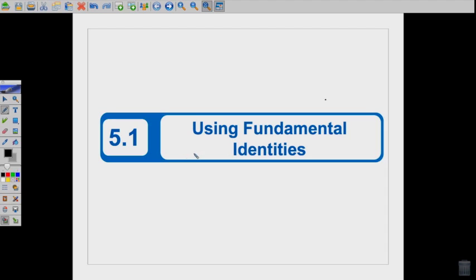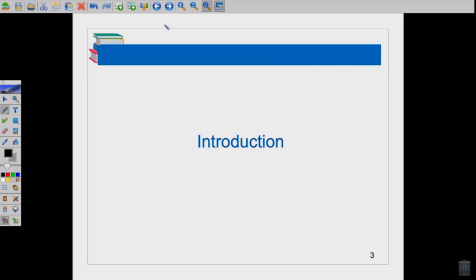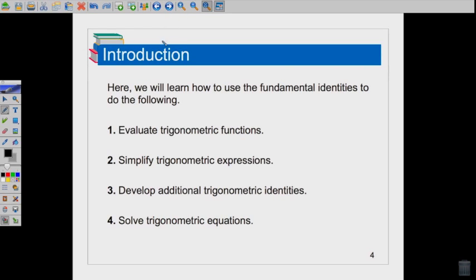5.1, using fundamental identities. Basically what we're going to be doing here is using these identities to solve for different values, whether I'm given sine and I want to find the cosine, tangent, or cotangent, or using these identities to rewrite trigonometric expressions. We're going even farther. We're not looking at these things as ratios or as functions, we're now looking at full-on expressions of these trig functions.